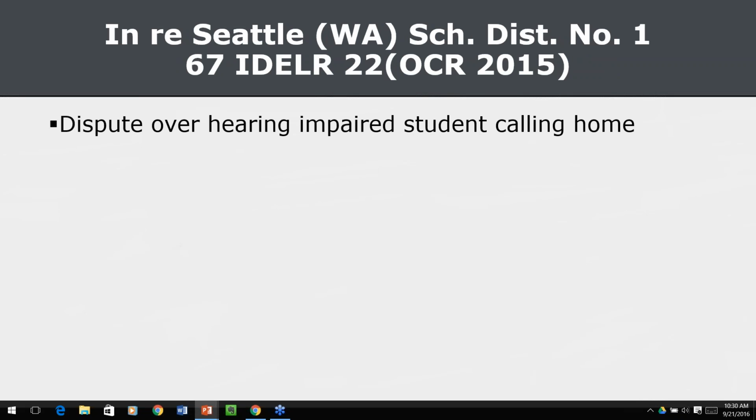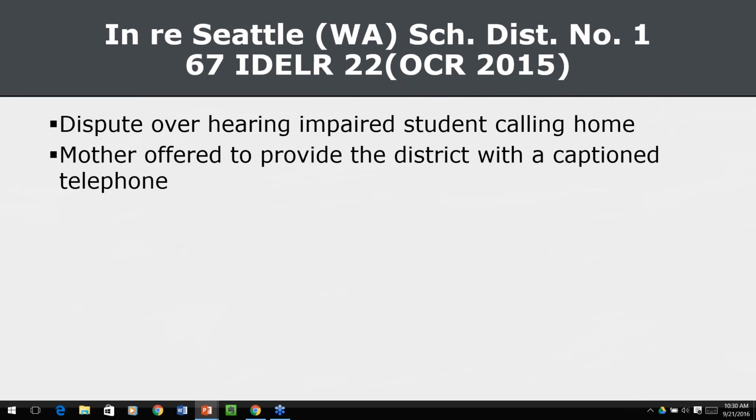This is a case where a student with a hearing impairment in middle school wanted to call home. And in order to call home, he had to go to the office and have the secretary dial the phone, and then he had to have a conversation with mom on the phone with the office lady standing right there. Mom had a problem with that because she wanted the student's communications to be private. She offered to provide the school district with a closed captioned telephone. That didn't work for the school because they would have had to run additional wires, and it just wasn't going to work from a pragmatic standpoint.